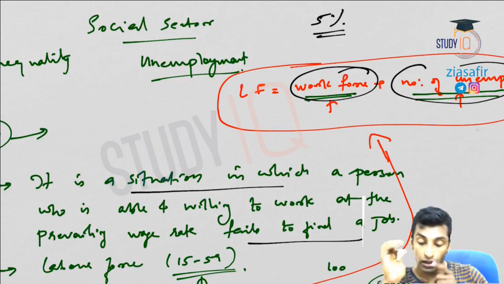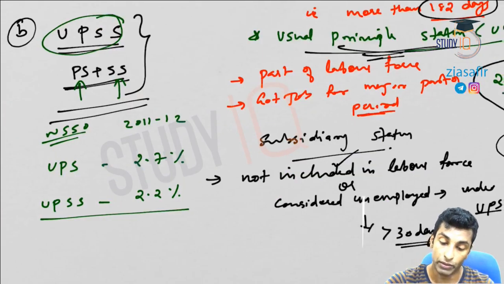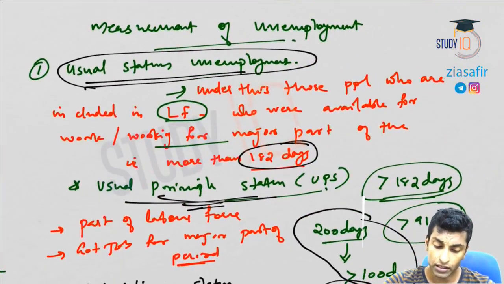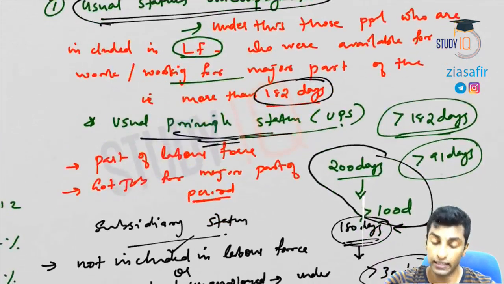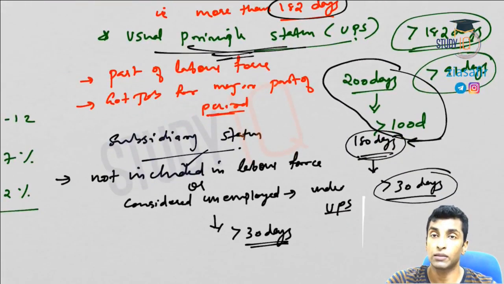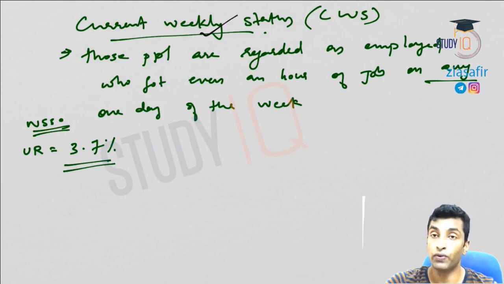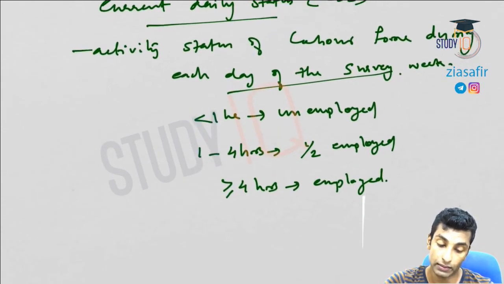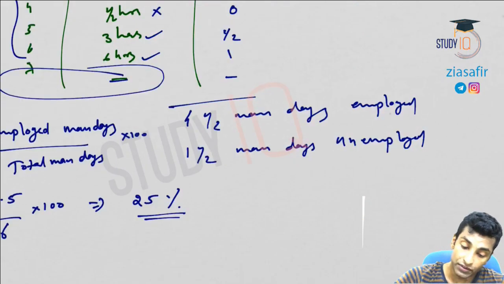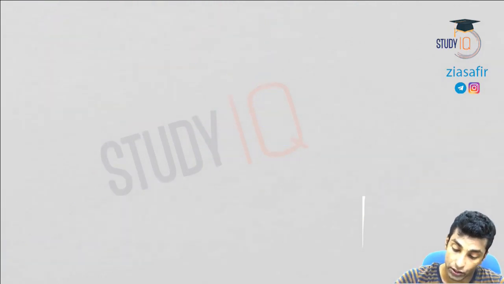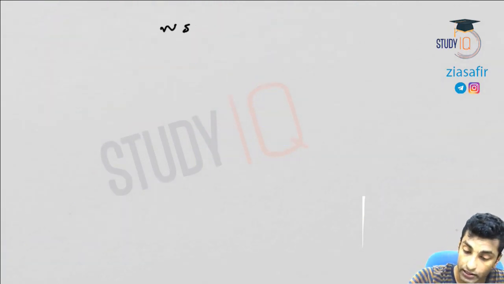So that is what we have done, and we have discussed different measurement methods. First, usual status unemployment, and then subsidiary status. Then we discussed current weekly status, and finally current daily status, and we have seen some important NSSO data, NSSO 2011-12 data.